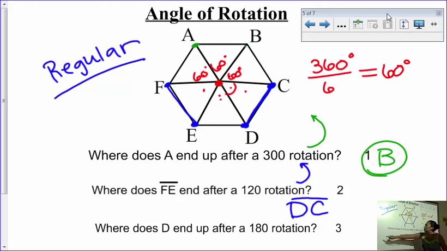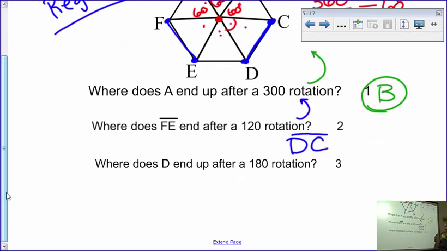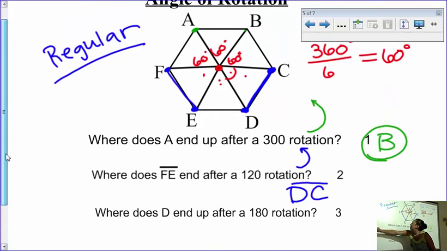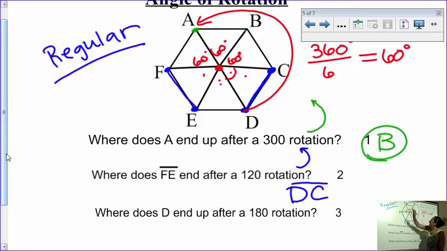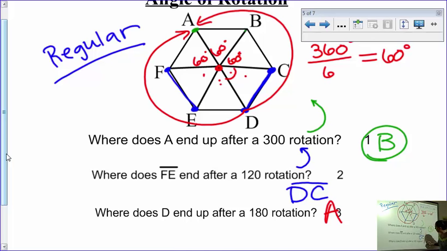All right, so try this one on your own. Where do you think D ends up after a 180-degree rotation? Okay, did you go counterclockwise or did you go clockwise? Well, D, if I go counterclockwise 180 degrees, ends up at A. Okay, where does it end up if I go clockwise? Same place. So for 180 degrees, it doesn't really matter, but you've got to pay attention for the rest of those.